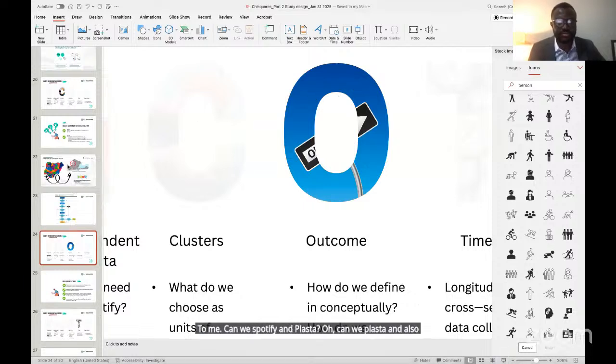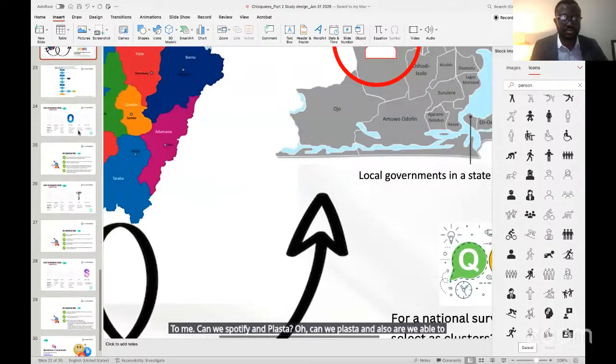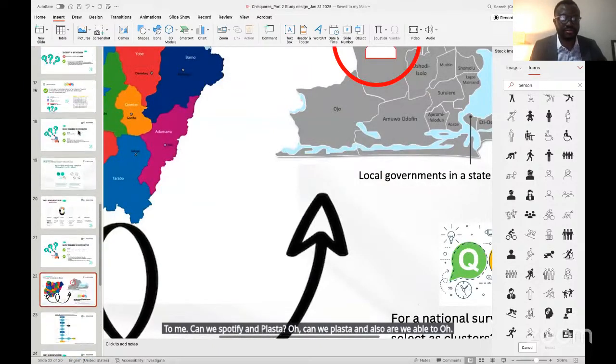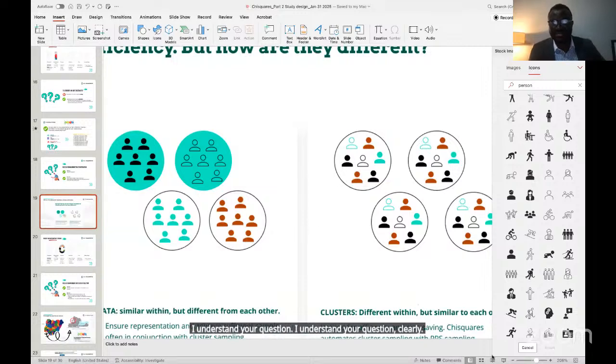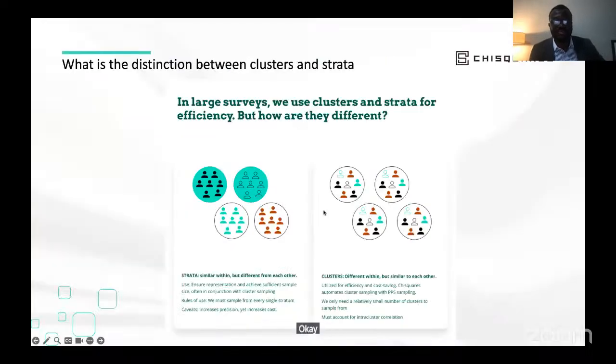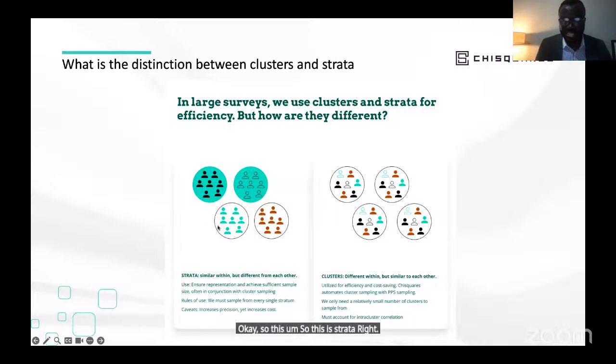I understand your question clearly. Yes. Okay. So this is strata. This are cluster, right? Within strata, everybody looks like each other, right? So as we say, they are similar within but different from each other. Clusters are different within but similar to each other.